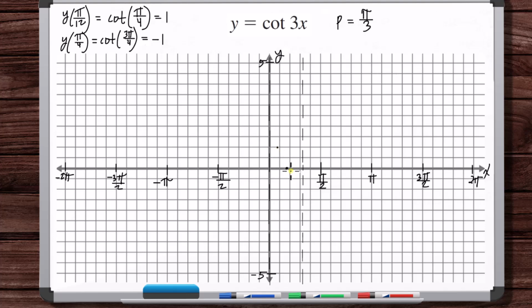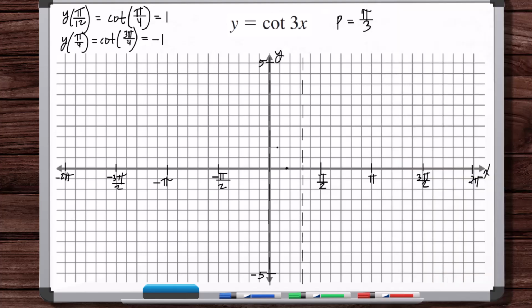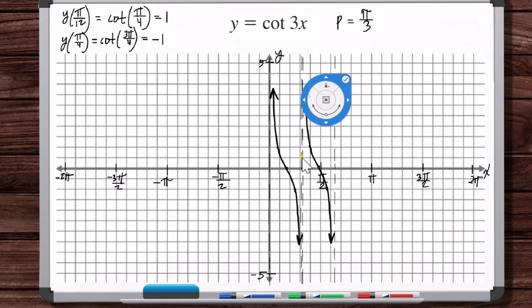And around here, well, no, let's see. This times 3, 2.5 tick marks, we're going to go to -1. And there we go. So like that. All right.